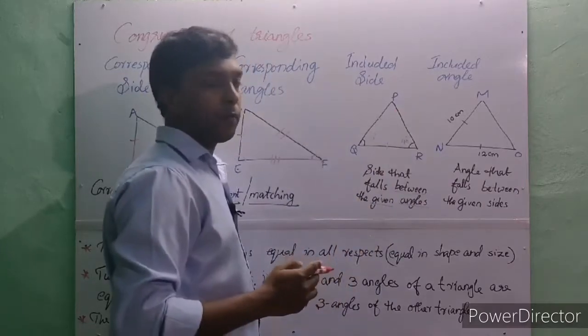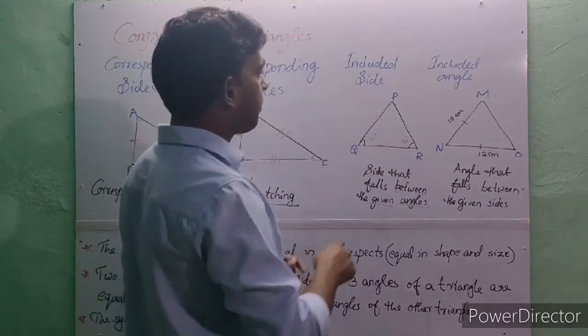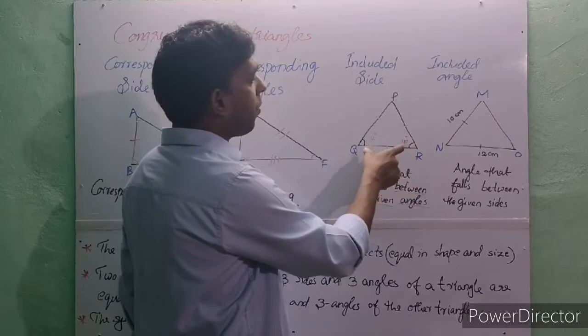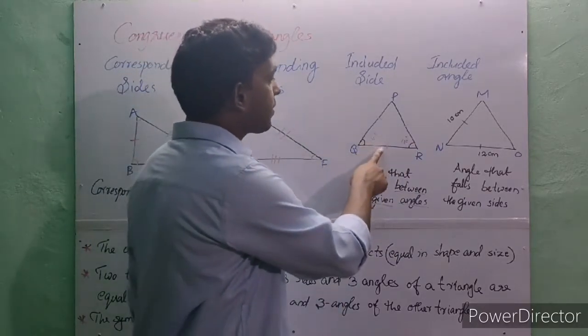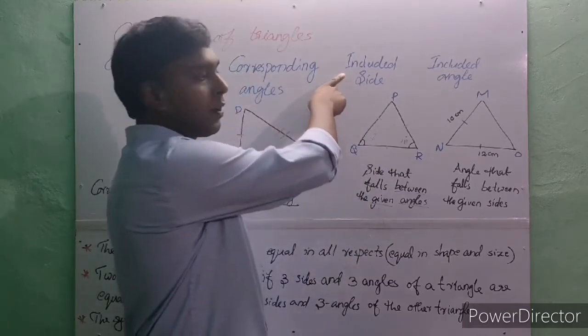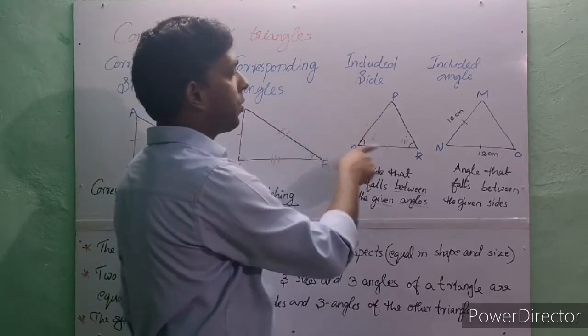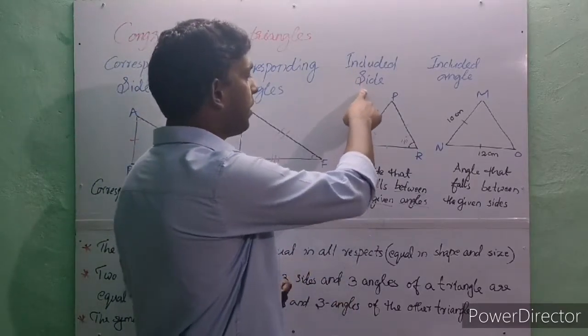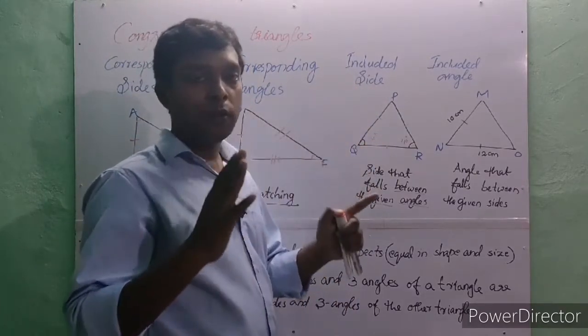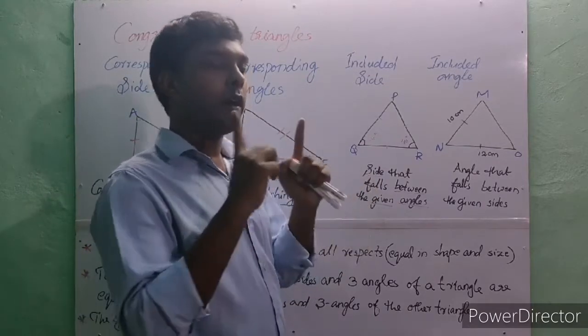There are three sides. Out of these three sides, side QR falls between these two given angles. Therefore, this side can be called the included side of triangle PQR. So let me make it a little more clear to you. Included side means the side that falls between the given angles.